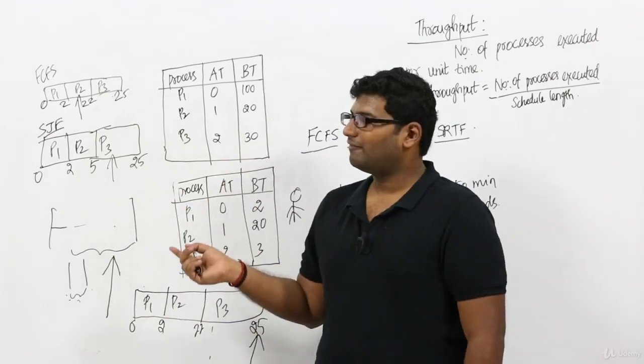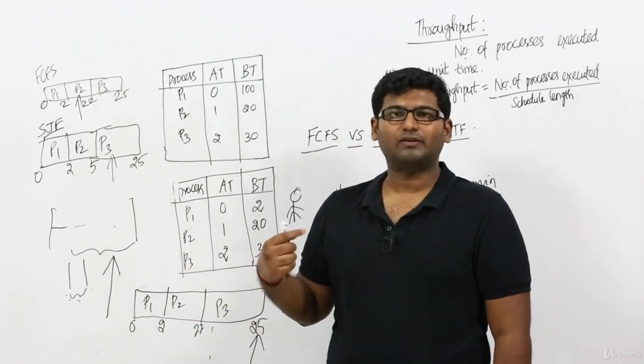So SRTF has a better throughput than SJF, which has a better throughput than FCFS.